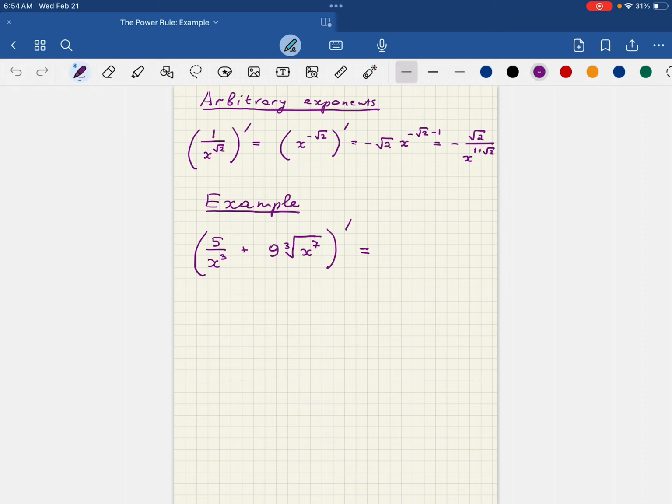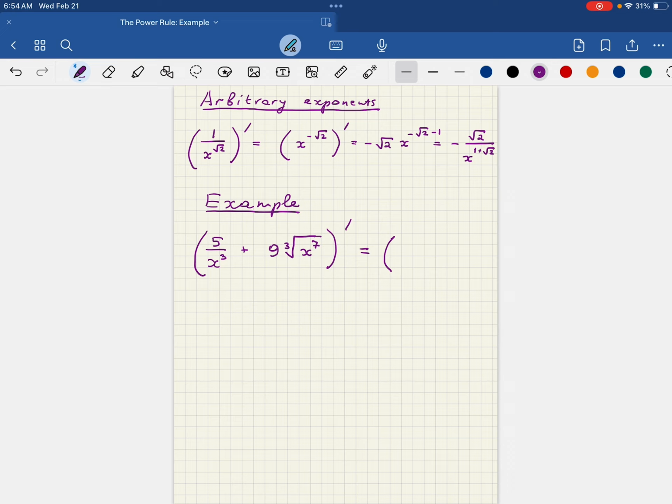Let's now work through the following example where we compute the derivative of a more complicated function. It's a sum of two terms. Now, remembering that when we differentiate a sum, we can differentiate term by term according to the sum rule, we can then compute this derivative by first rewriting the function as a combination of powers of x.